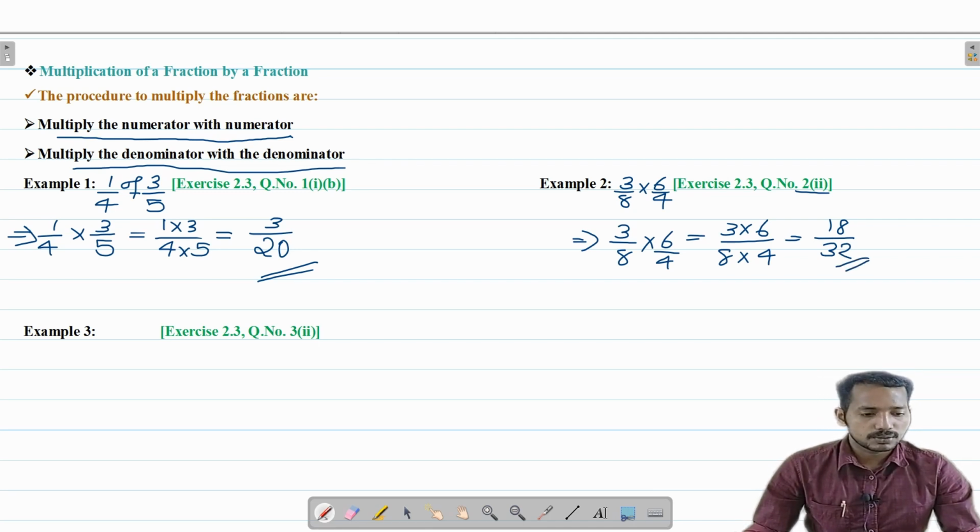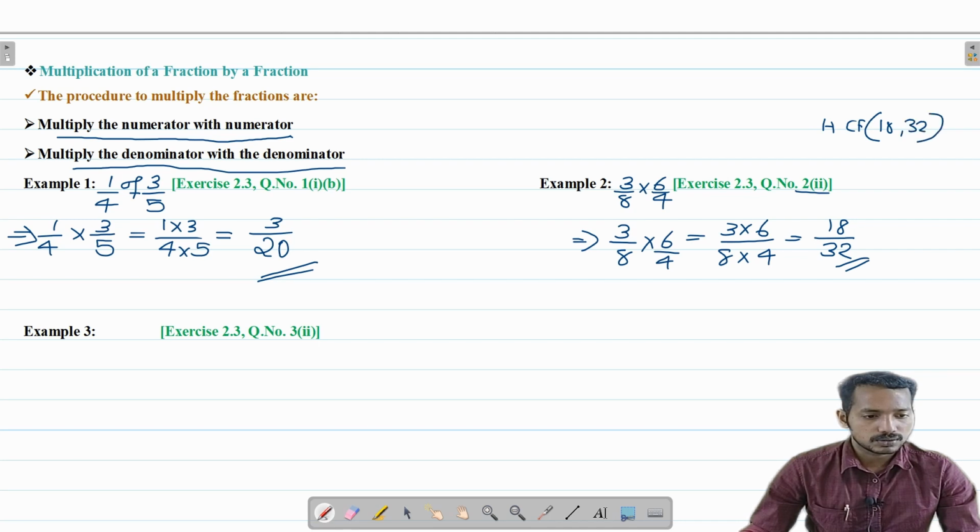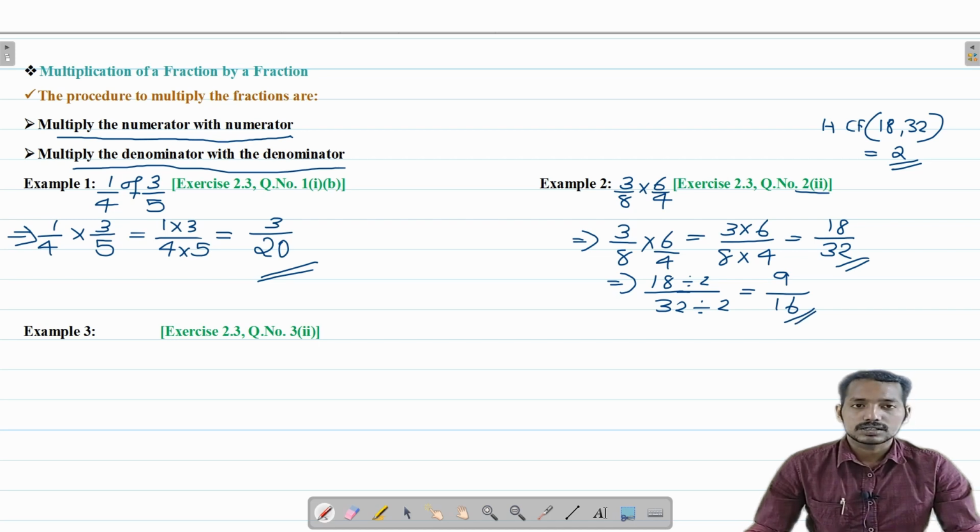Now we can simplify by dividing the numerator and denominator by their HCF. So what is the HCF of 18 and 32? The HCF of 18 and 32 is equal to 2. Clear? So dividing by 2, we get 18 divided by 2 all divided by 32 divided by 2. 18 divided by 2 is equal to 9, and 32 divided by 2 is equal to 16. So this is the simplified form.